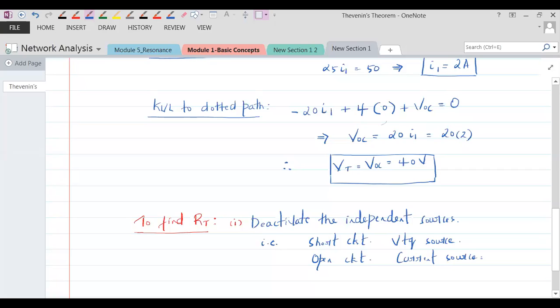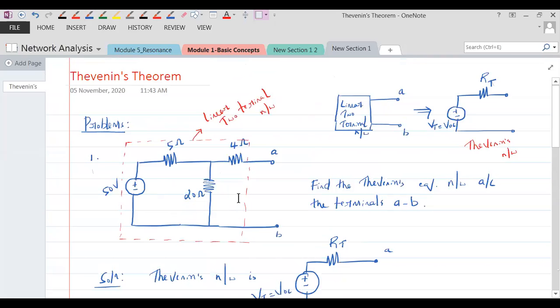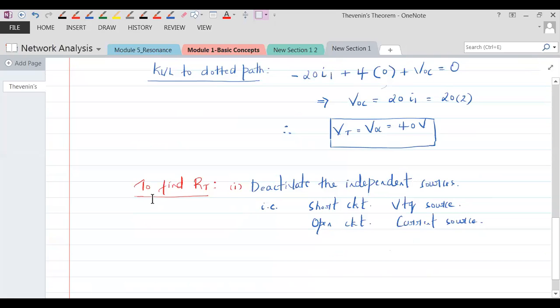Everybody understand? In this given network, we have been given a voltage source, right? So the voltage source needs to be deactivated. Deactivating the 50 volt source means short circuiting the 50 volt source. So what do we do here? Short circuit the 50 volt source. This is what deactivating the sources means.